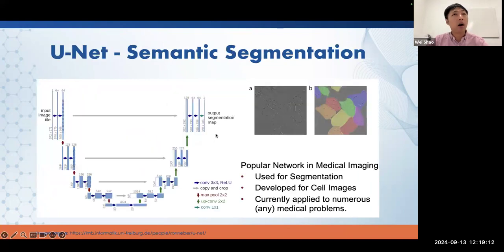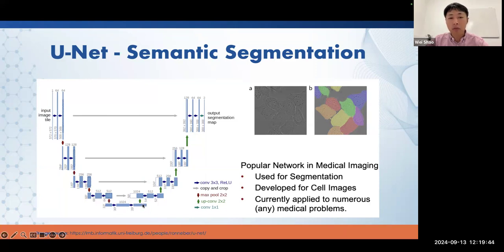Yeah, another classical image segmentation network is called a UNet. This is the most widely used architecture for image segmentation. Basically, it has an encoder and a decoder. The encoder extracts high-level image features as it goes deeper and deeper, but the image size becomes smaller, and you have more features.